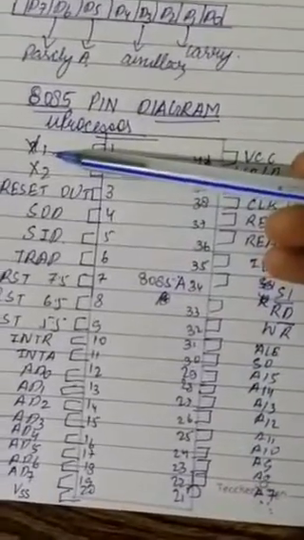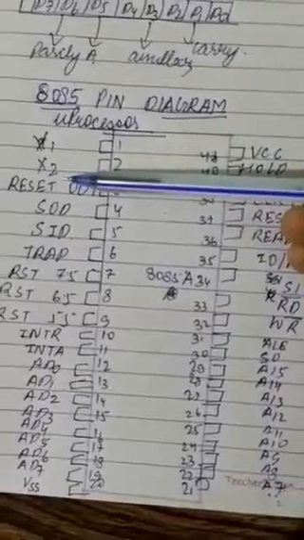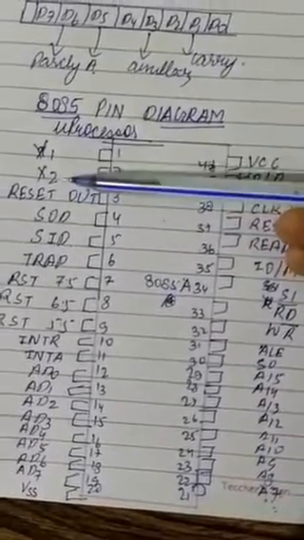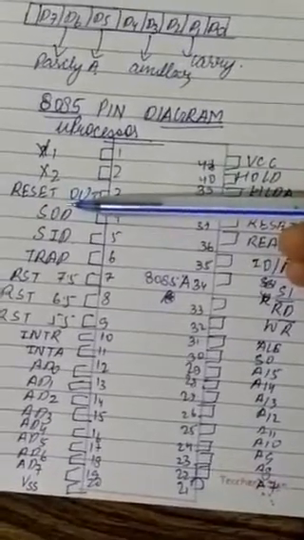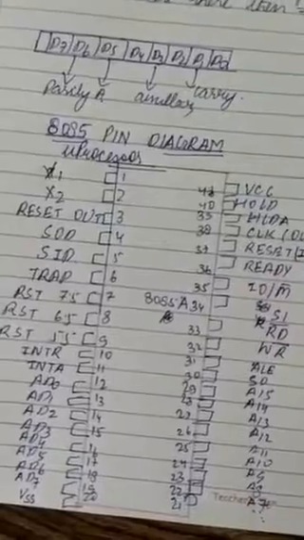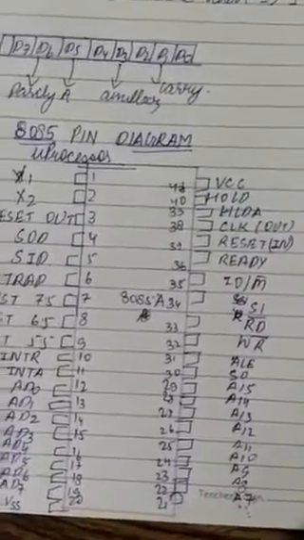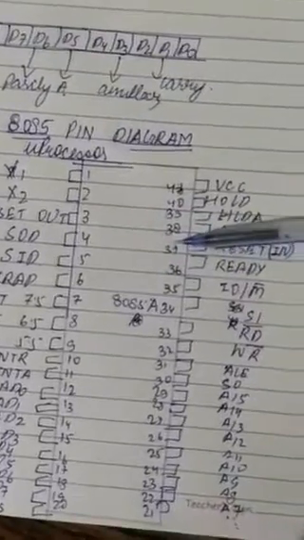So this is X1 and X2. They are simply clock generating pins. We can say that it is a crystal clock generating pin. Okay. So RESET OUT, what's the function of RESET OUT in it? I'm going to talk very briefly about this 8085 microprocessor's pin diagram.